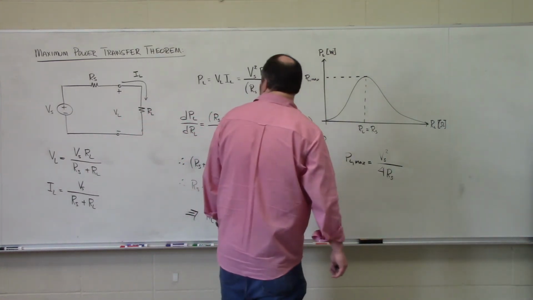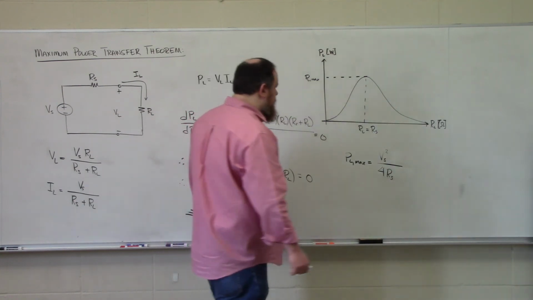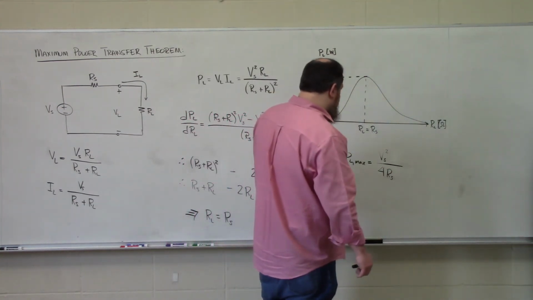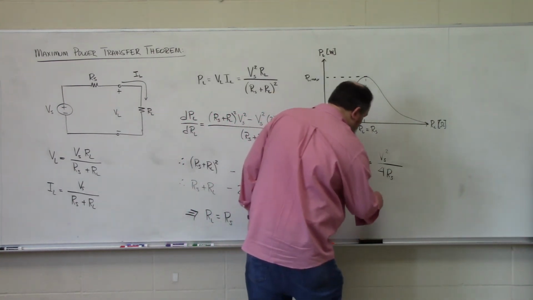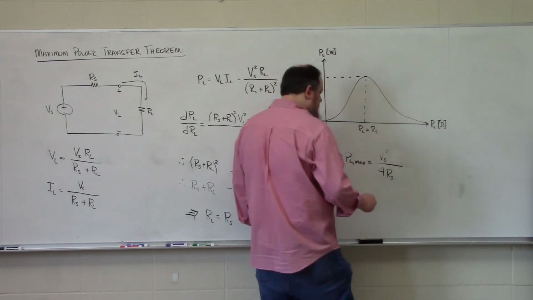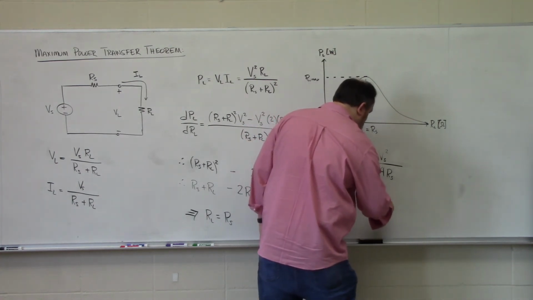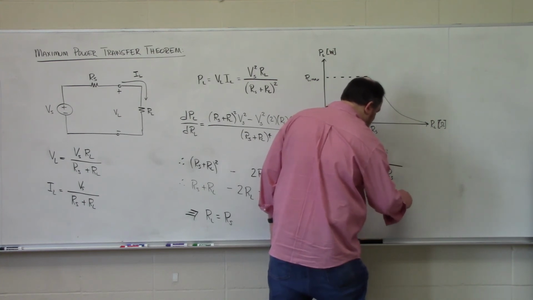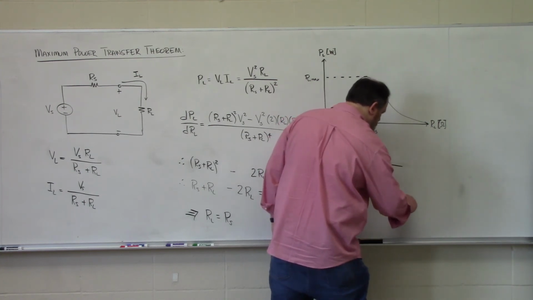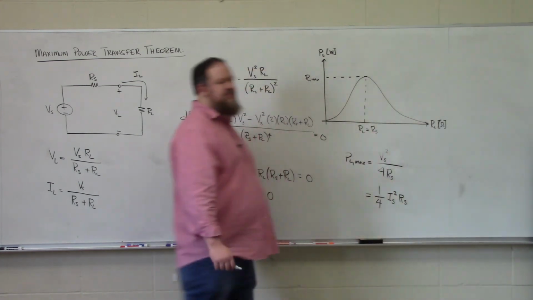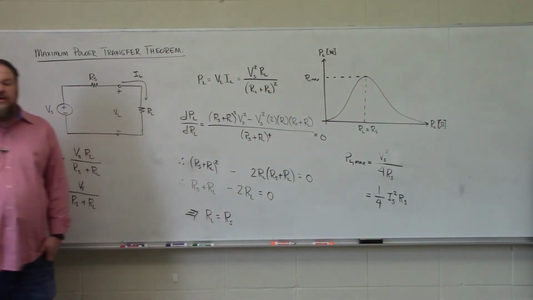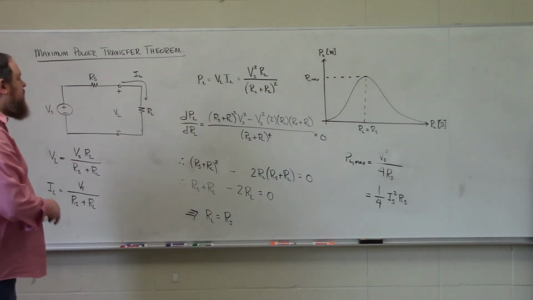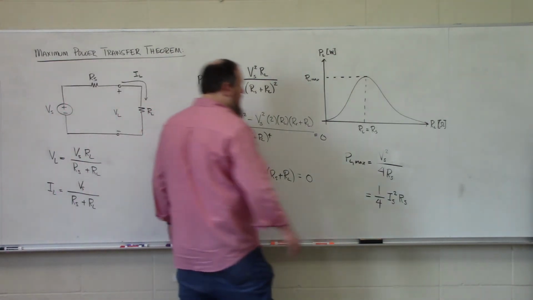If instead we had a practical current source, or we could really just use Ohm's law here, we could find that this is exactly equal to 1/4 IS squared times RS. So let's work an example to put this into practice.